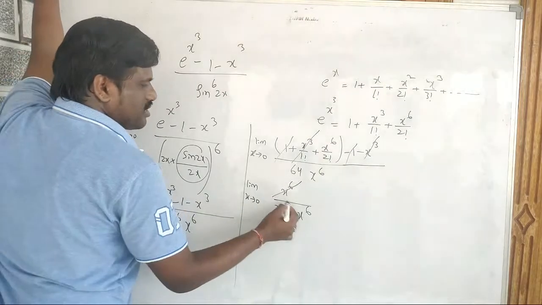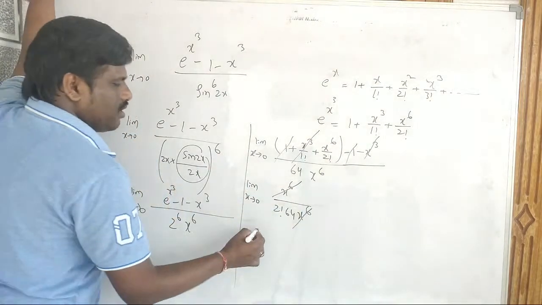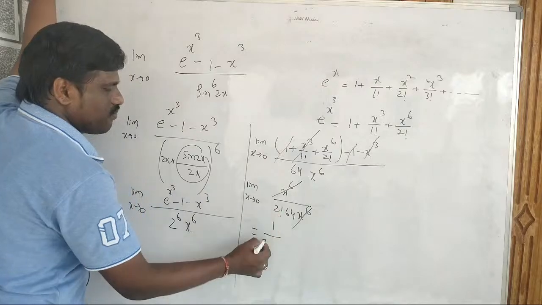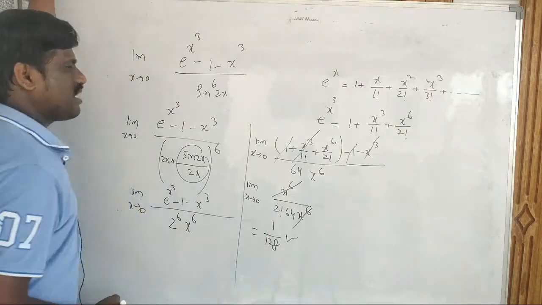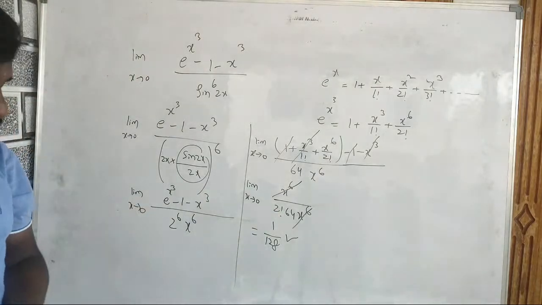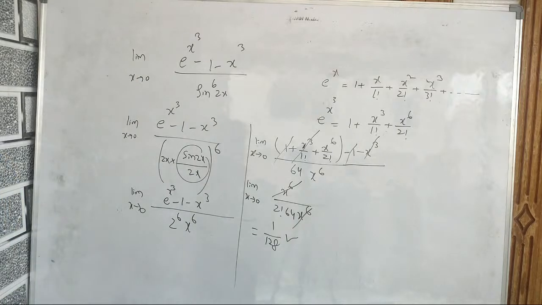So x power 6 cancels out. So what I am getting, 1 by 128. 1 by 128 is the answer. Did you understand?